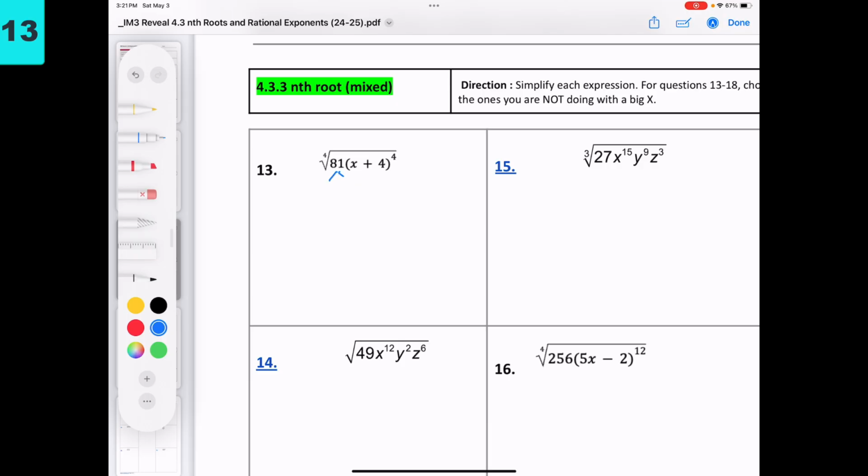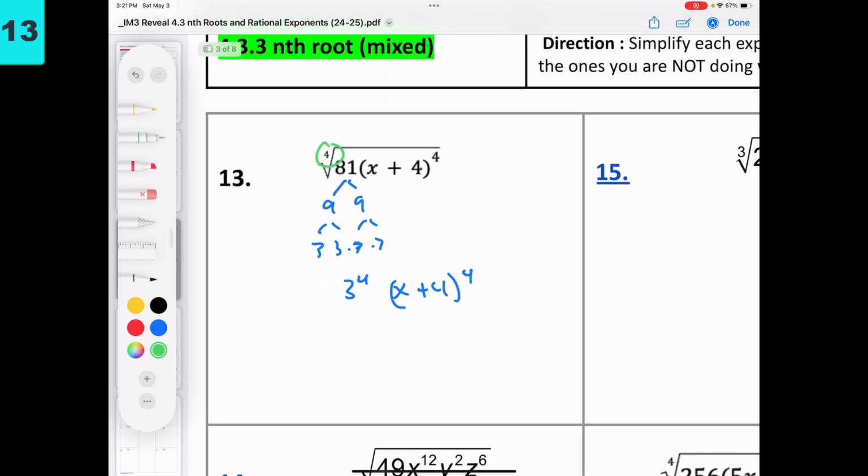Let's break this down. I have 9 times 9, 3 times 3 times 3. So that's going to be 3 to the 4th power. And then x plus 4 quantity to the 4th power. Then we're going to take our index or your root. Then we're going to simplify. 4 divided by 4 is 1. So I have 3 to the 1st, x plus 4 to the 1st.